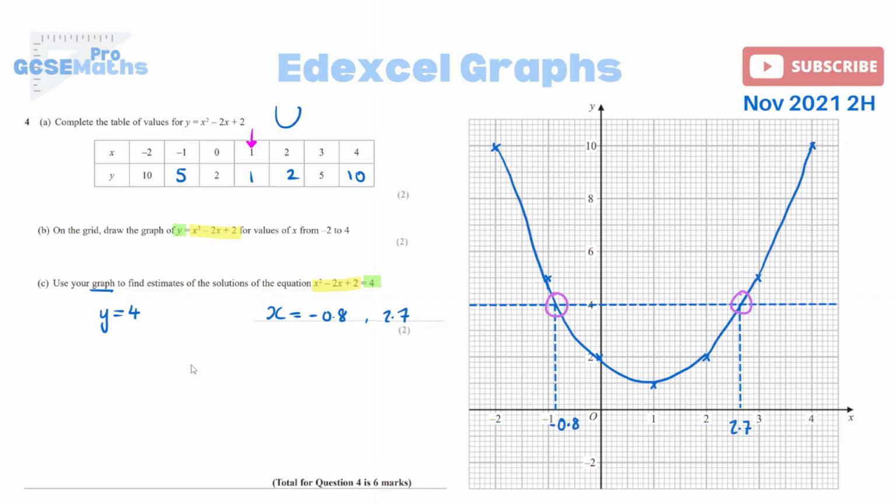The range of possible values they've allowed for is negative 0.65 up until negative 0.8. So I was right on the edge there. And then 2.65 to 2.8. So I was right in the middle of that one. So as long as you've got something between these two values, obviously two solutions, then you will get those extra 2 marks at the end. So nice easy 6 marks I feel like there.